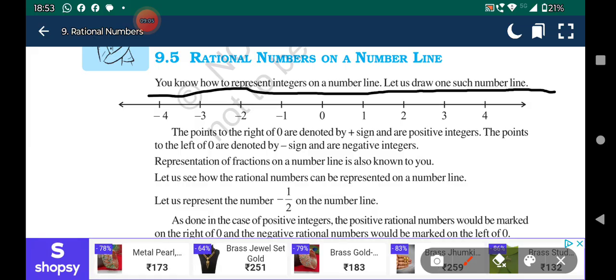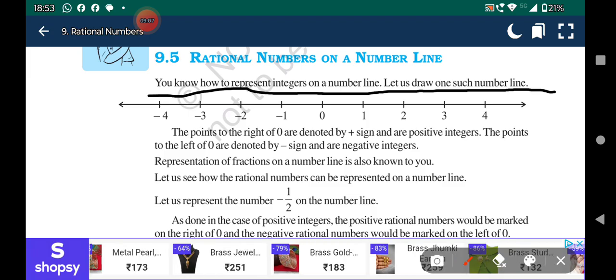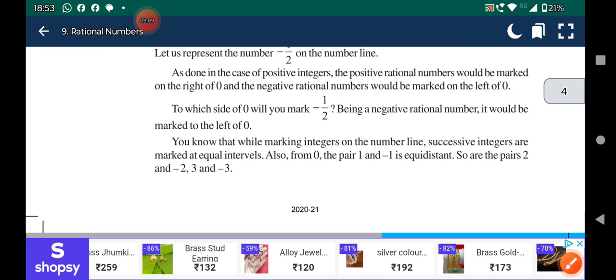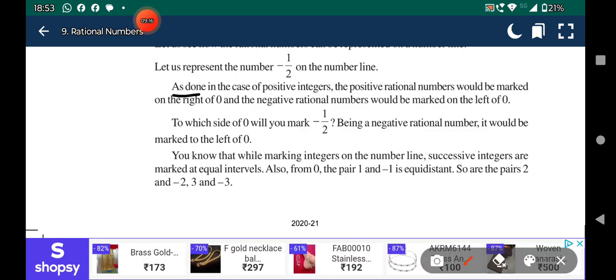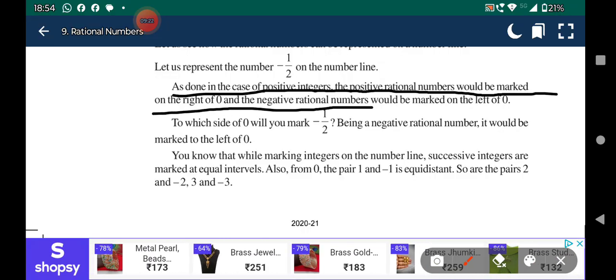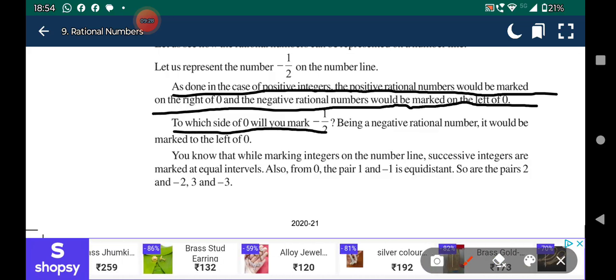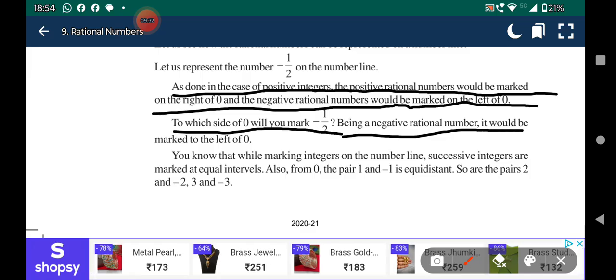Let us see how rational numbers can be represented on a number line. Let us represent the number minus 1 by 2 on a number line. As done in the case of positive integers, the positive rational numbers would be marked to the right of 0, and the negative rational numbers would be marked to the left of 0. To which side of 0 will we mark minus 1 by 2? Being a negative rational number, it would be marked to the left of 0.